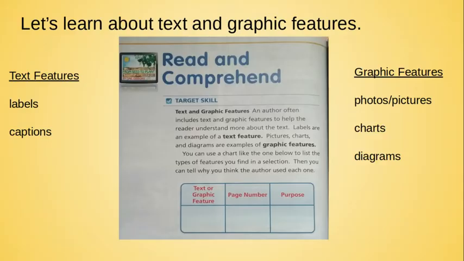So just to review, a text feature example would be labels or captions. Labels are usually one or two words that label a part or piece of something in a photo. Captions are a sentence that tells more about a photo. And then we have graphic features like photos and pictures, charts, and diagrams. Let's look at a few examples of each of these.